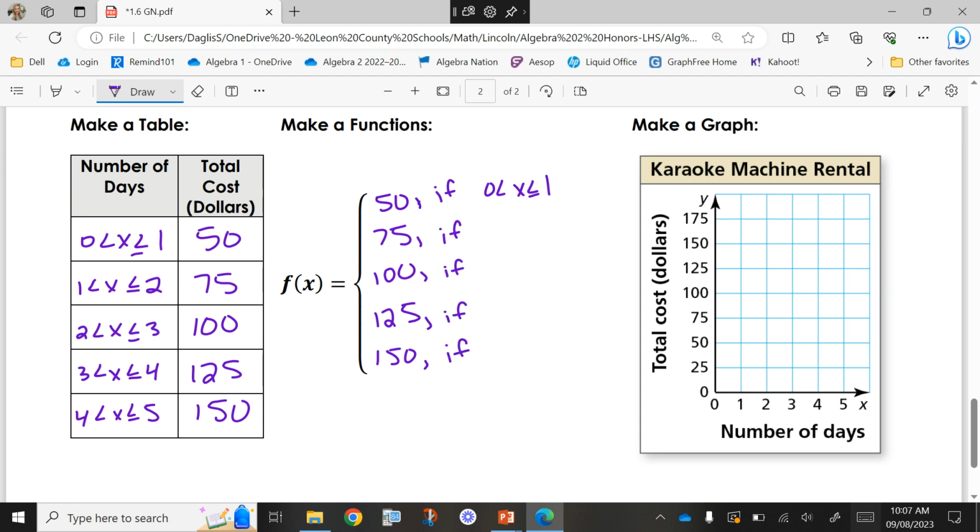So functions are a little bit backwards from your table because tables always go x's and then y's. In your piecewise function, you get the function and then they say if your domain is this. So if your x follows these rules.